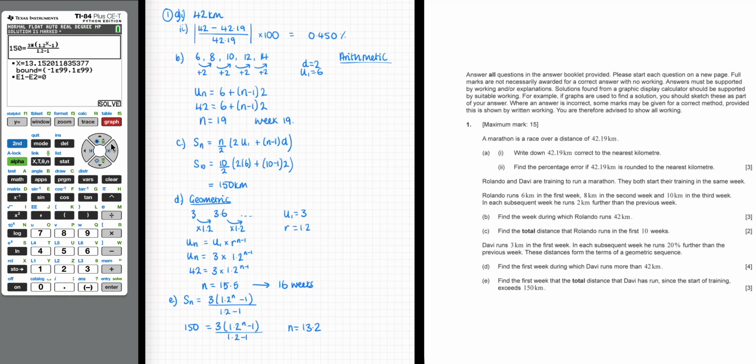And again, I need to make sure that I'm rounding that correctly. It's the first week that it exceeds 150. So since it exceeds, I need to round up, and it would therefore be at 14 weeks. So at 14 weeks is the first time that we have run over 150 kilometers.